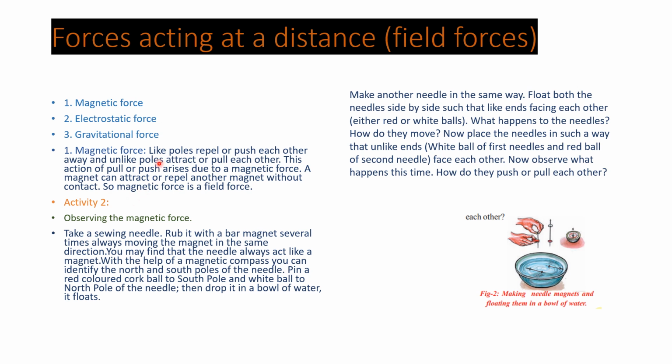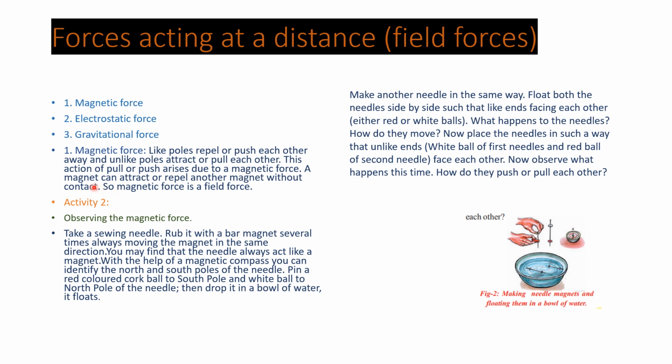See here, like poles. For example, we take south and south pole. If we place these two like poles facing each other, then obviously they will repel. Always like poles will repel, whether it may be south-south or north-north, same poles will always repel. They will push each other away. And unlike poles always attract, or in simple words, they pull each other.